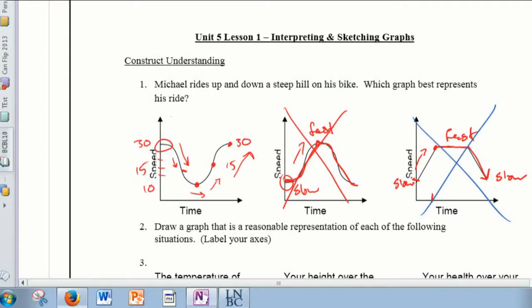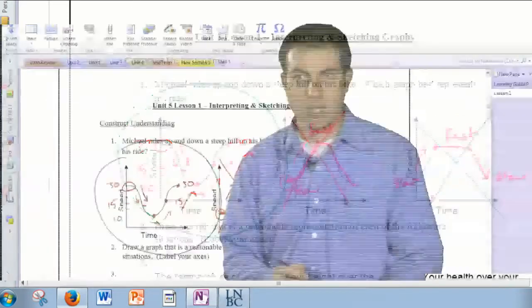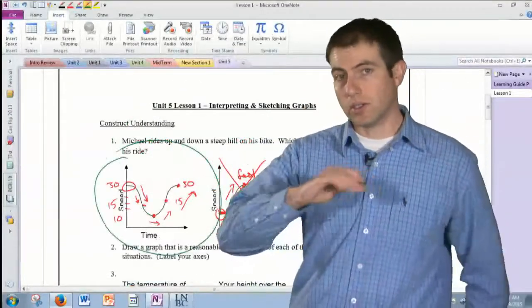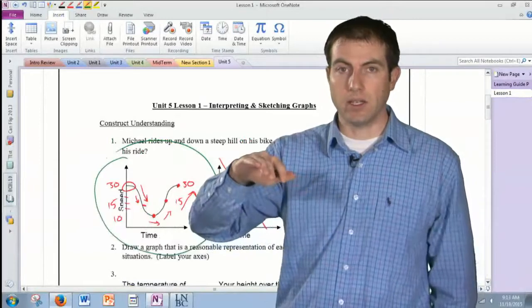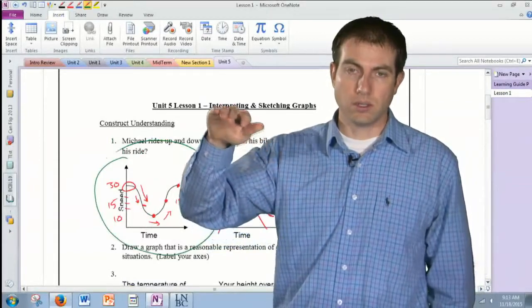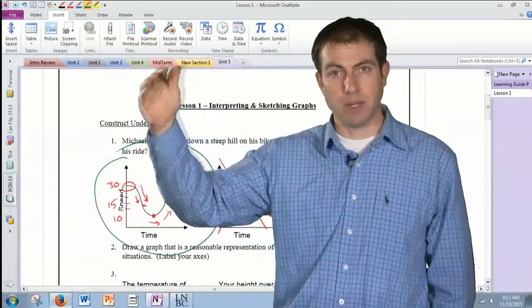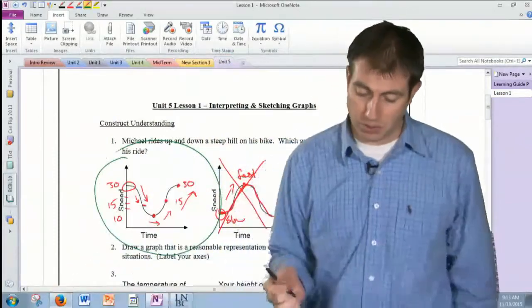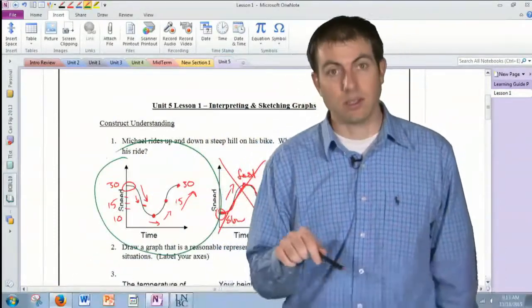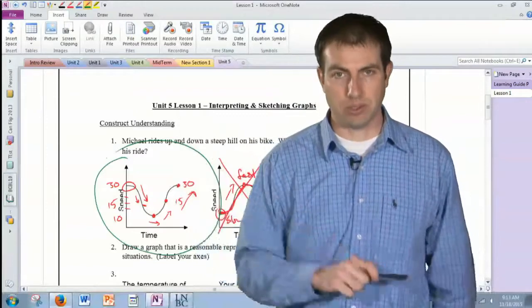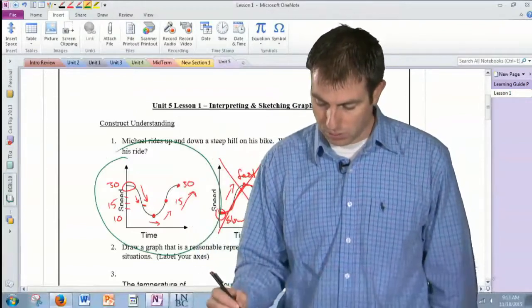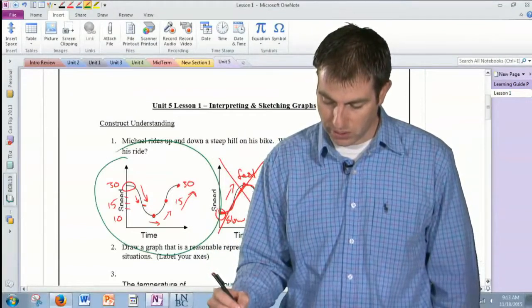So the best example here is this first graph, because the person starts off at a speed, then they get to the hill, and they start going slow. They get to the top of the hill, and they start to speed up, and by the bottom of the hill, they're going really fast again, even though it doesn't look like the actual path the person follows. So that's just one thing to be careful of when we're looking at graphs.